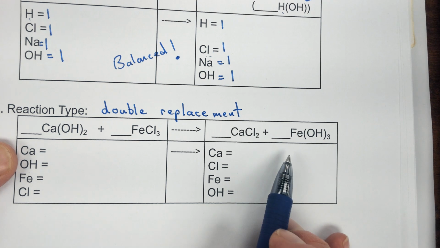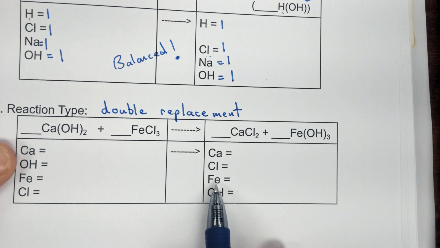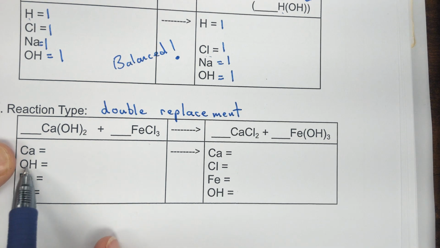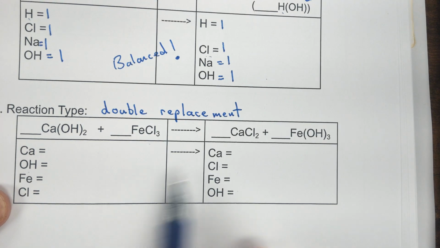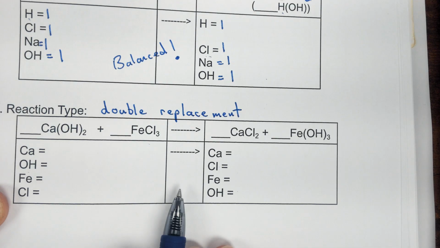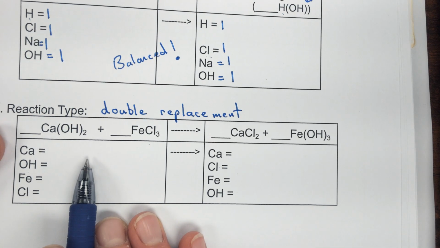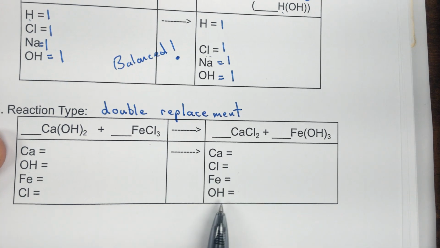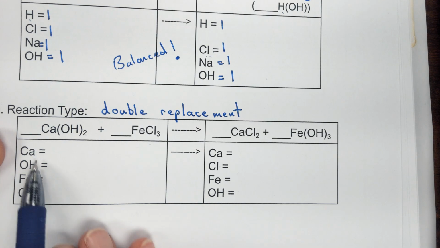All right, so our lists are a little mixed up again too, because you notice I have OH here and Cl here, and then Cl here and OH here. I try to keep them in the same order, but I made a few mistakes on this worksheet. So just always make sure you know what you're looking at.